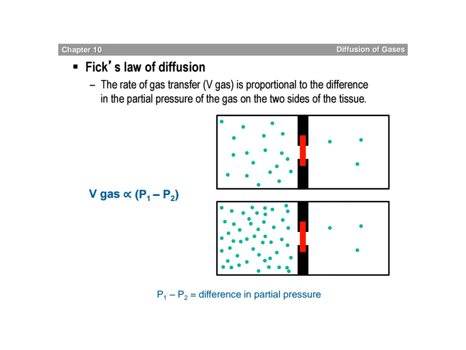So we need to really understand how diffusion works, particularly across these slices of tissue, which we can refer to as tissue or as membranes. And the way we can do this is using Fick's law of diffusion. According to Fick's law of diffusion, the rate of gas transfer, or V gas, and this is a rate, it's the amount of gas per unit time, is proportional to the difference in the partial pressure of the gas on the two sides of the tissue, or as I said earlier, it could be considered sometimes as a membrane.